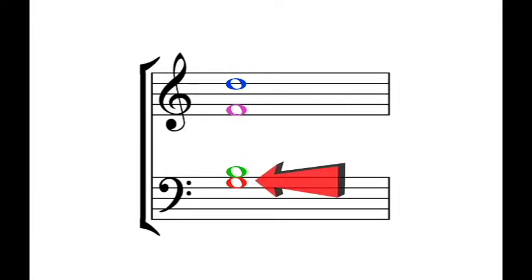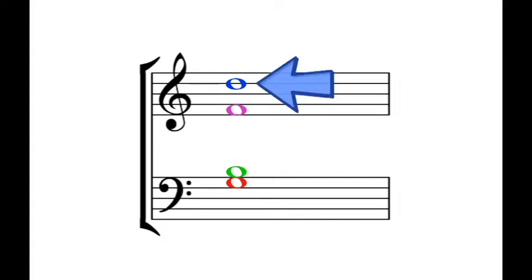Well, we can't get rid of the root. That's the most important note. We can't get rid of the third. That gives us the major quality of that triad at the base of the dominant seventh. We certainly can't get rid of the seventh because then it ceases to be a 7th chord. So the only note we really can get rid of is the 5th.